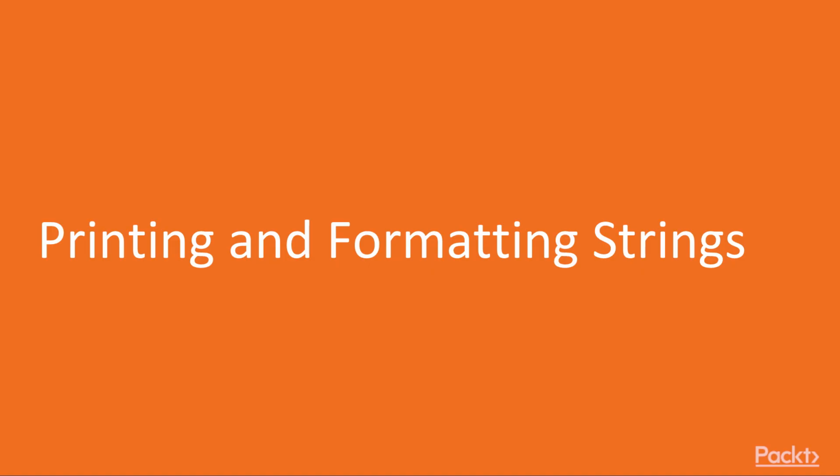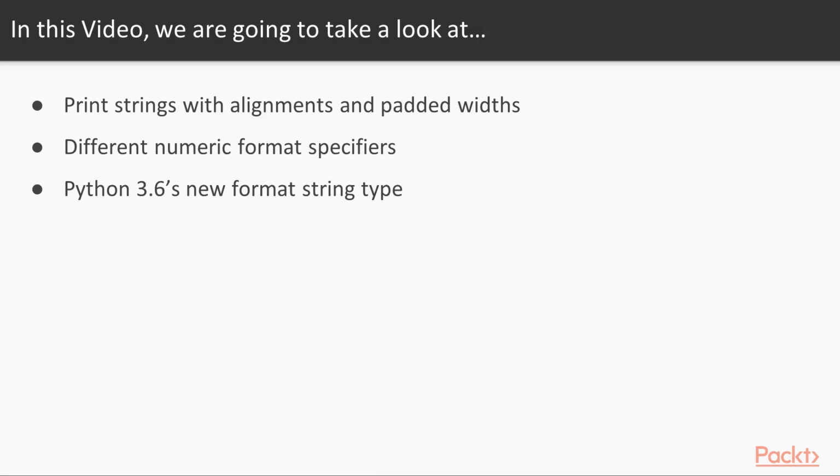This is the first video of the section, Printing and Formatting Strings. In this video, we will learn how to print strings with alignments and padded widths that we can specify in order to create a nice textual output. We will also look at the different numeric format specifiers and what we can do with them. And finally, we'll take a look at Python 3.6's new format string type that can allow us to quickly and cleanly write format strings using our local namespace variables without having the overhead of a .format specifier.